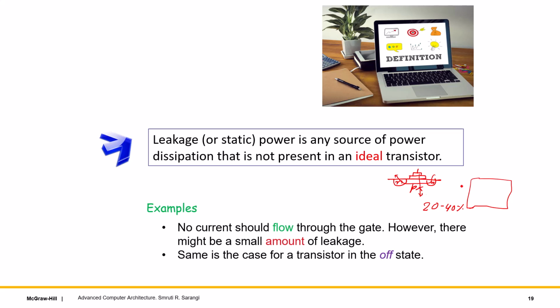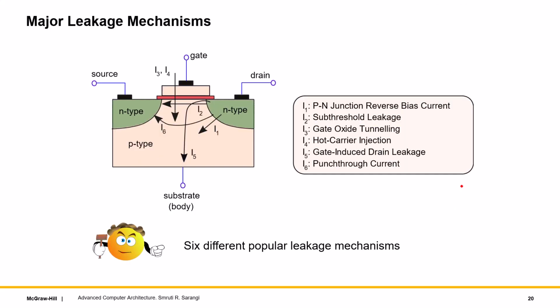Even if the transistor is in the off state, you are not switching, and your dynamic power is 0, you are leaking all the time. All the transistors that are connected to the supply are leaking all the time. Integrated, this is a lot of power and not something that can be ignored. It is much more than the short circuit power. As I said, it is 20 to 40% of the overall. There are 6 well-known leakage mechanisms. Let us discuss one after the other.